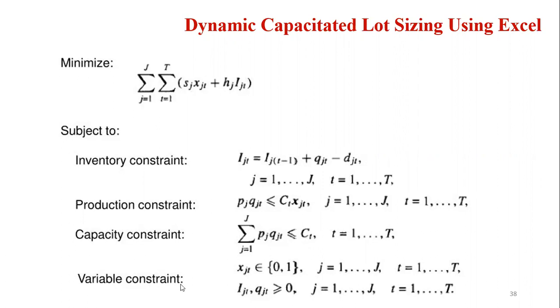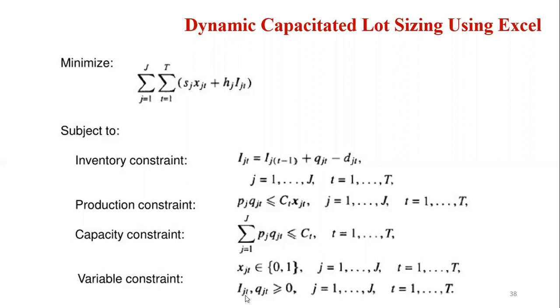And we are indicating how many decision variables we have. We have three sets of decision variables. One is XJT, indicating the ordering or setup variable. IJT indicates inventory, and QJT indicates the production quantity. XJT is a binary variable, whereas IJT as well as QJT are continuous variables.